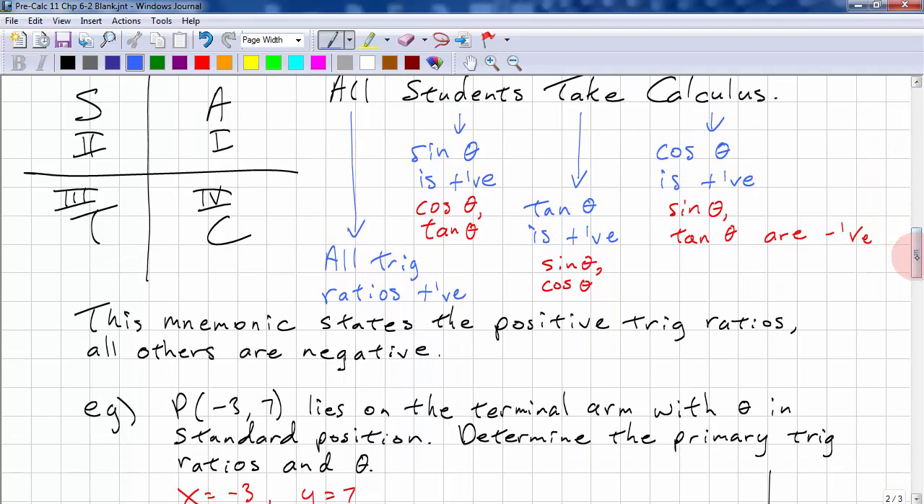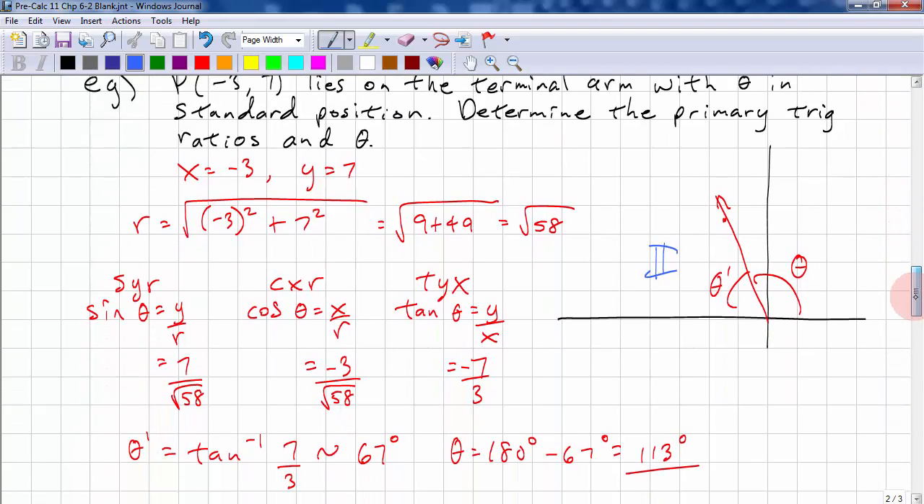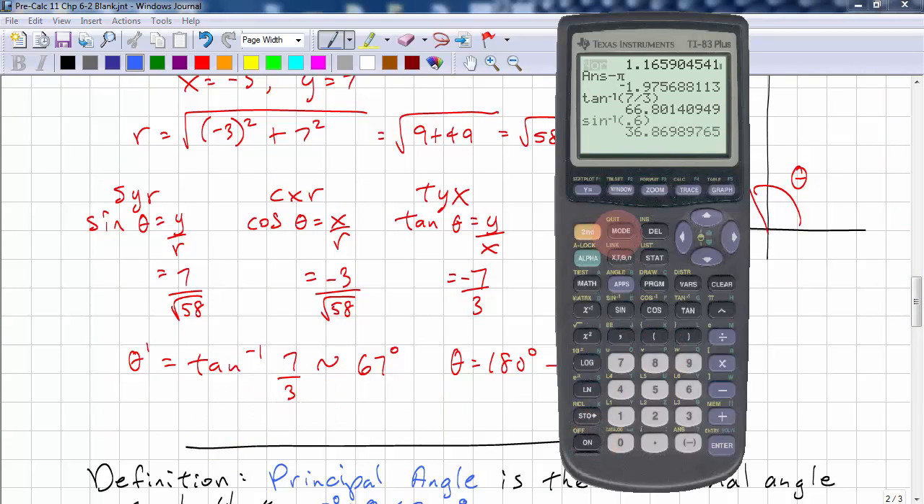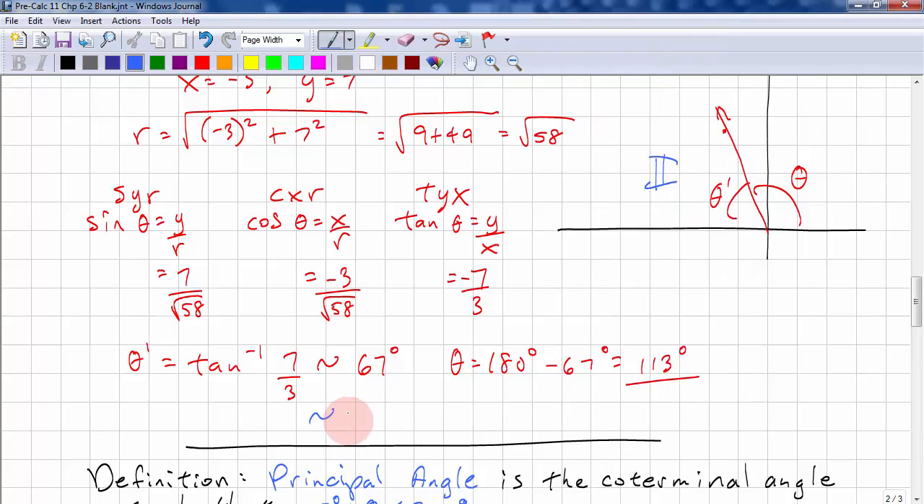Okay, and I'm not going to rehash everything. All I'm going to do is go to the end here on our calculators. I'm going to switch the mode to radian. And I'm going to do inverse tan of 7 over 3. And we get 1.166. 1.166 radians.